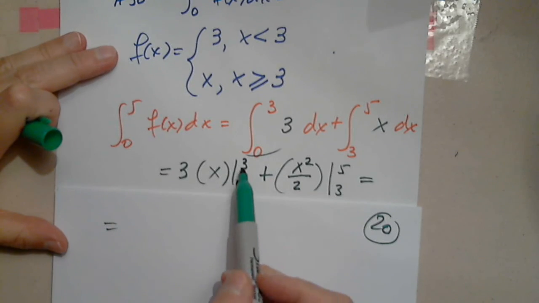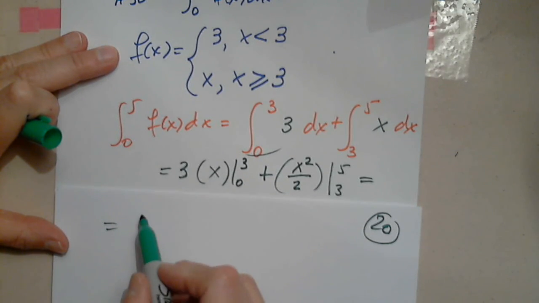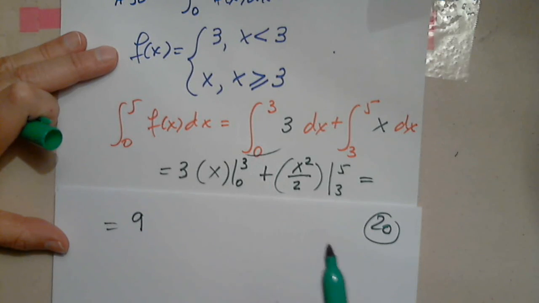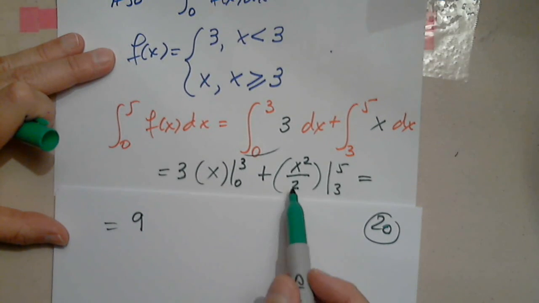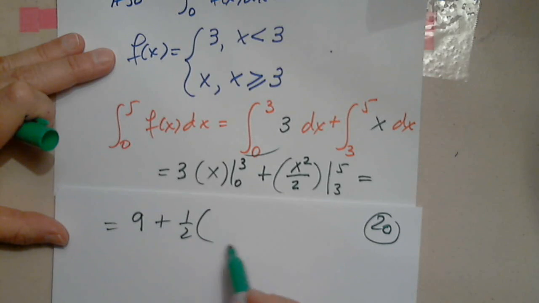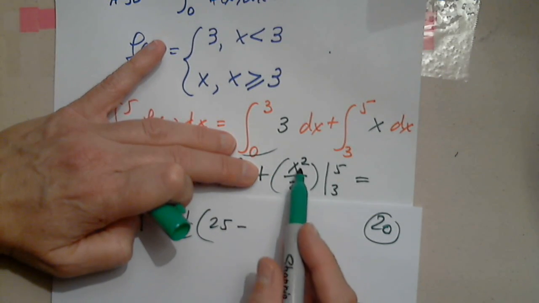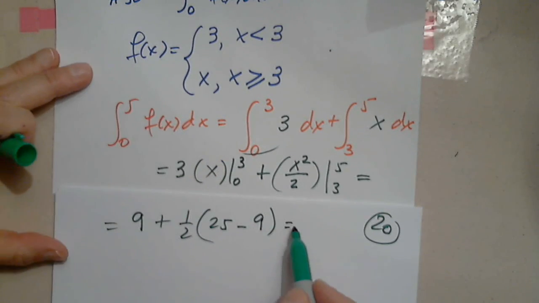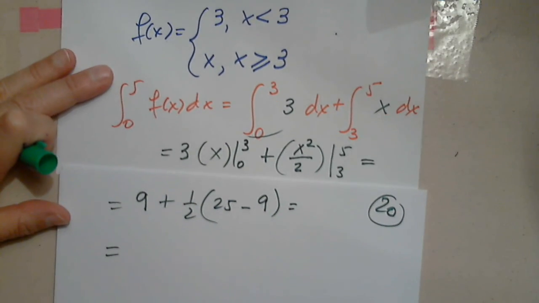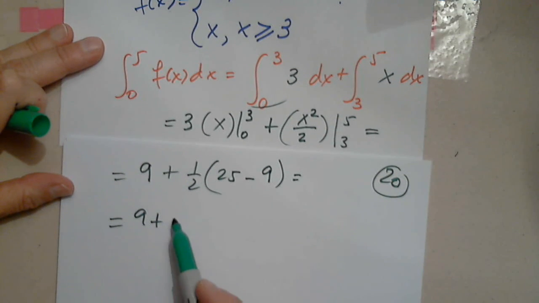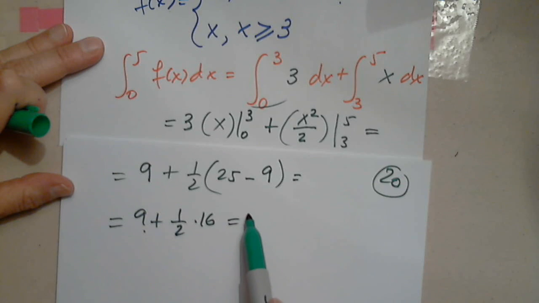Good. So when I plug in 3, I get 3 times 3, which is 9, but when I plug in 0, that's gone. That's why I like 0 here. Now when I plug in 5, let's leave 1/2 outside. When I plug in 5, I get 25, minus when I plug in 3, I get 9. So this is 9 plus 25 minus 9 is 16, so 1/2 times 16 will be 8 plus 9 will be 17.